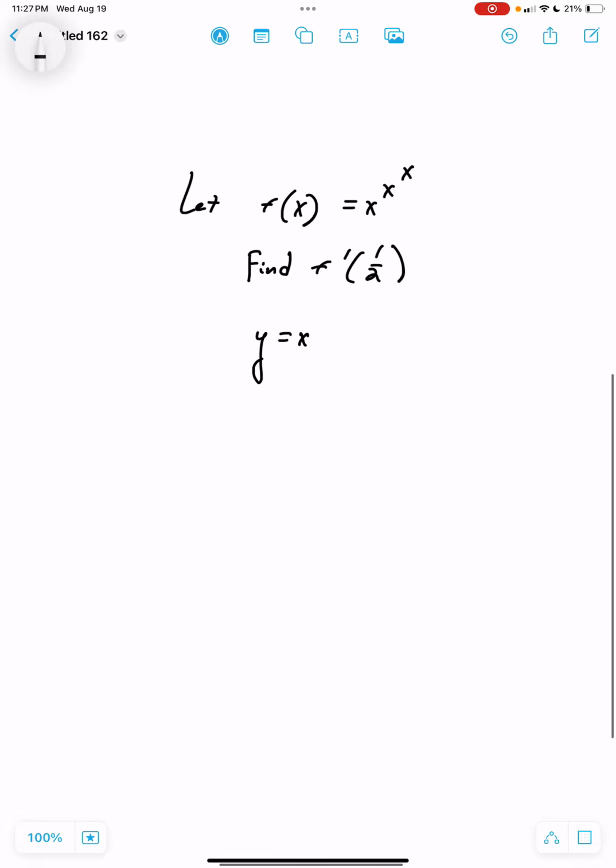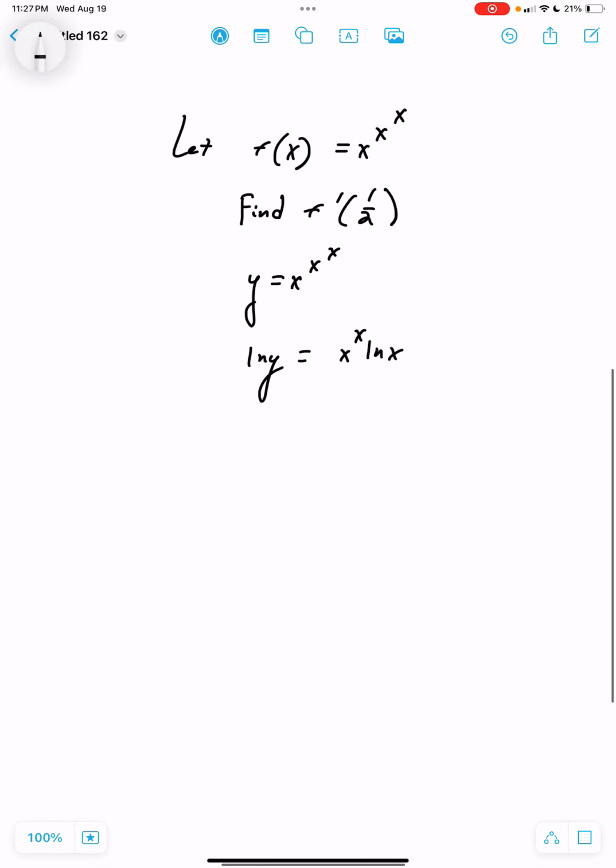So I get y equals x to the x to the x. I'm going to take a ln of both sides to get ln y equals, and then this is going to become x to the x ln x, because when I take the ln of that whole thing, I can move that power down, right? And now I'm going to do implicit differentiation.